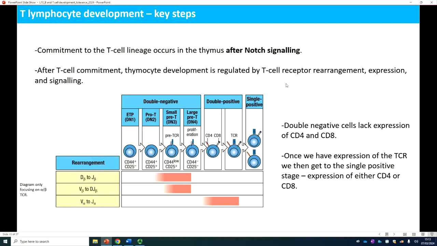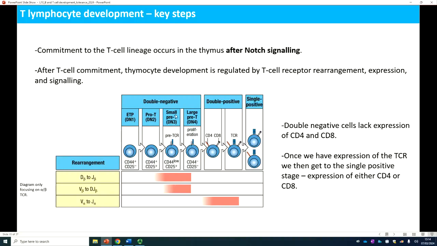So we start to look at the key steps. I just wanted to mention Notch signaling. I won't go into any detail, but it's good to be aware of it. Essentially, the commitment to the T cell lineage occurs in the thymus, but it is dependent on Notch signaling, so that plays an important role in how the T cell commits, and what effector function or route it goes down. But essentially, thymocyte development is quite tightly regulated by the rearrangement of the T cell receptor, so it's somewhat similar to B cell gene rearrangement.